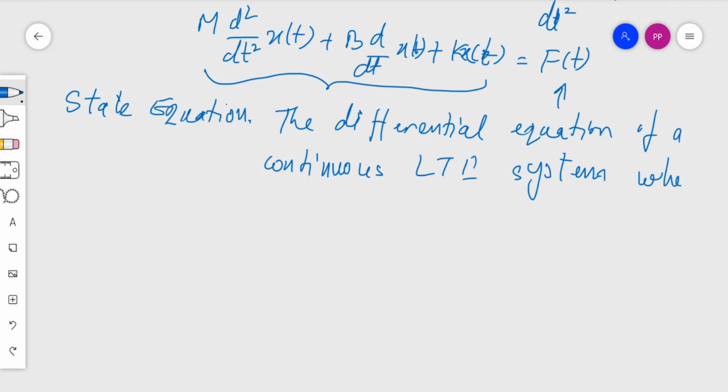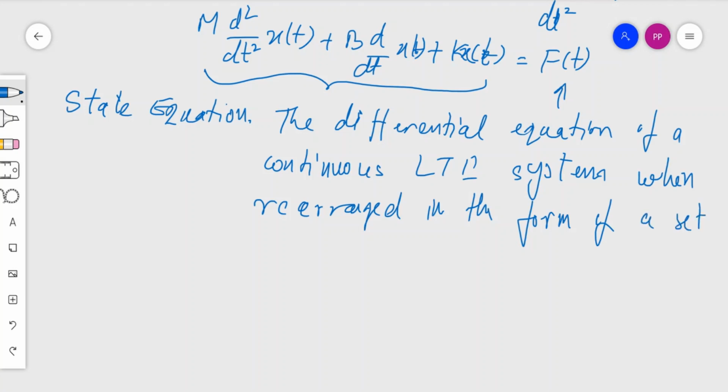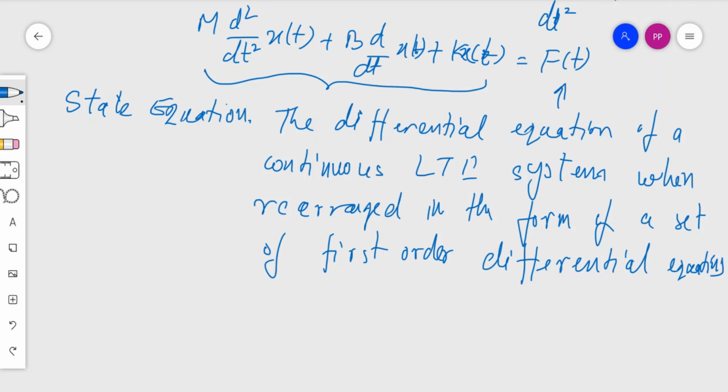when rearranged in the form of a set of first order differential equations, we define the state equation or state equations.